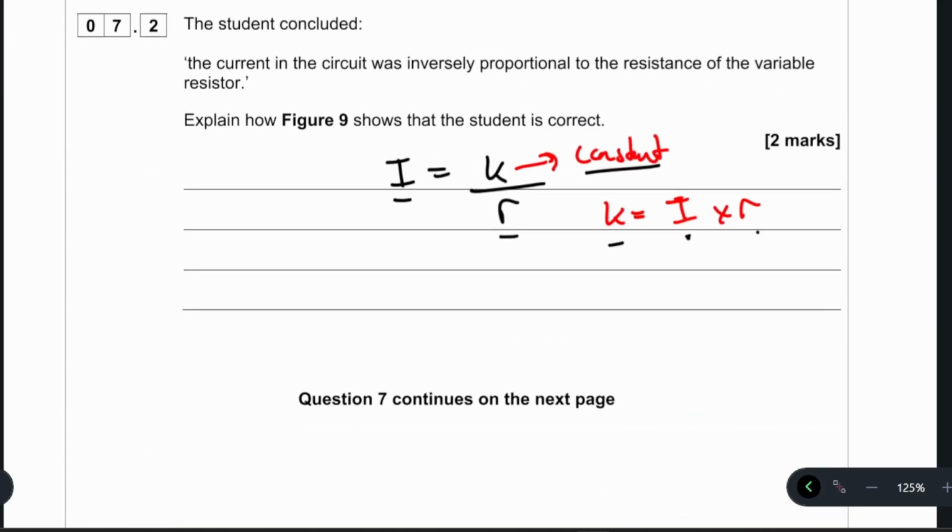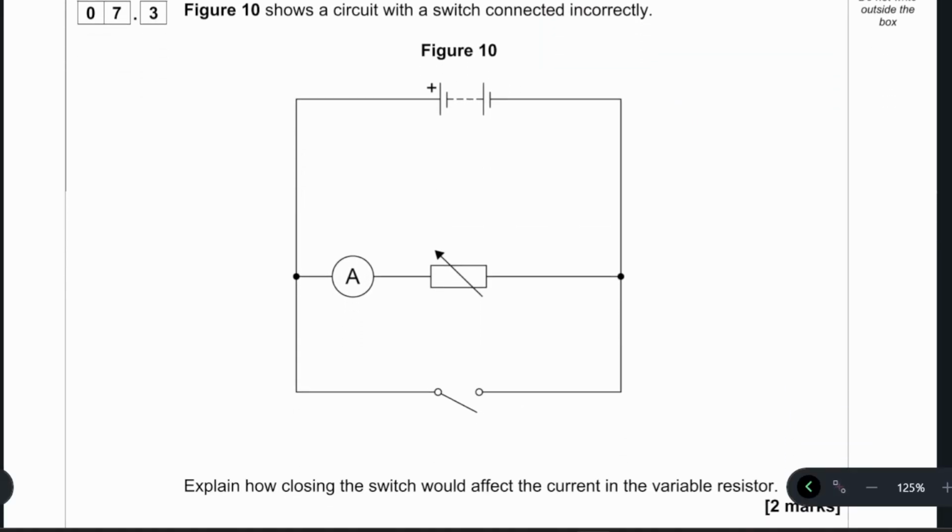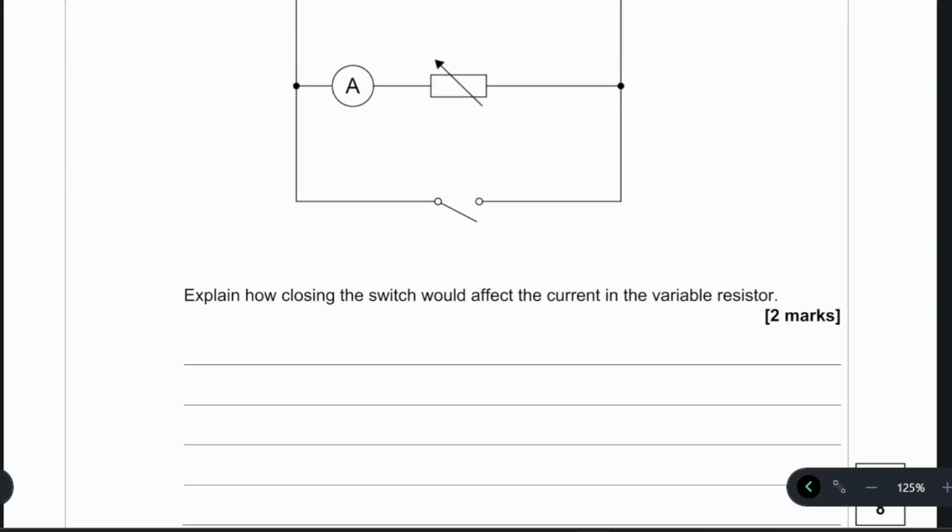You'd have to write this part for the first mark, and the second mark would be for the examples. You need to give 3 different examples of pairs of values, and they work out to the same constant of 2.88. Alright, 7.3: figure 10 shows a circuit with a switch connected incorrectly. Explain how closing the switch would affect the current in the variable resistor.